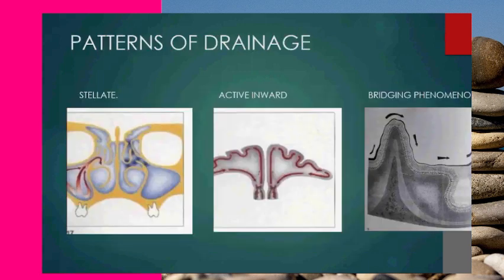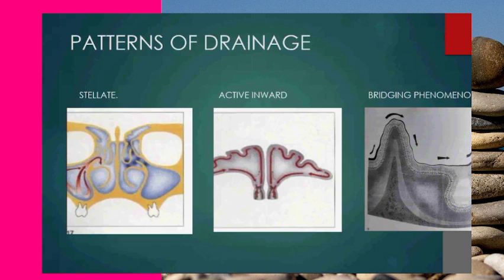Next is the patterns of the drainage. What we have discussed is the epithelium of the nasal cavity, the structure of the epithelium, and the cilia of the epithelium in the nasal cavity. So these cilia of the nasal mucosa line all the surfaces of the nasal cavity and the sinuses, which is not a regular cavity, it is an irregular cavity, no.